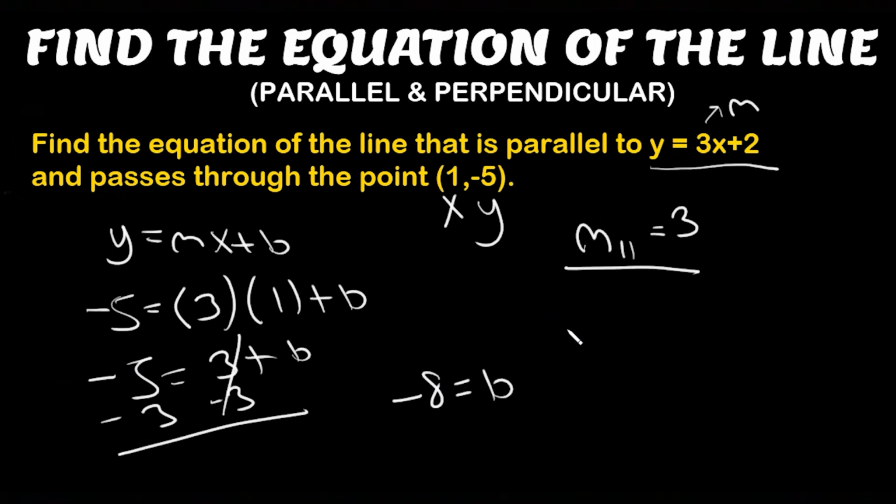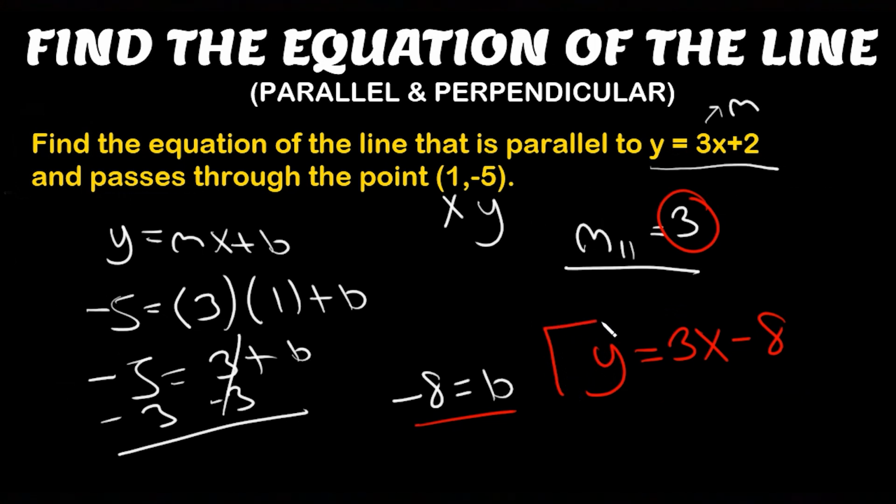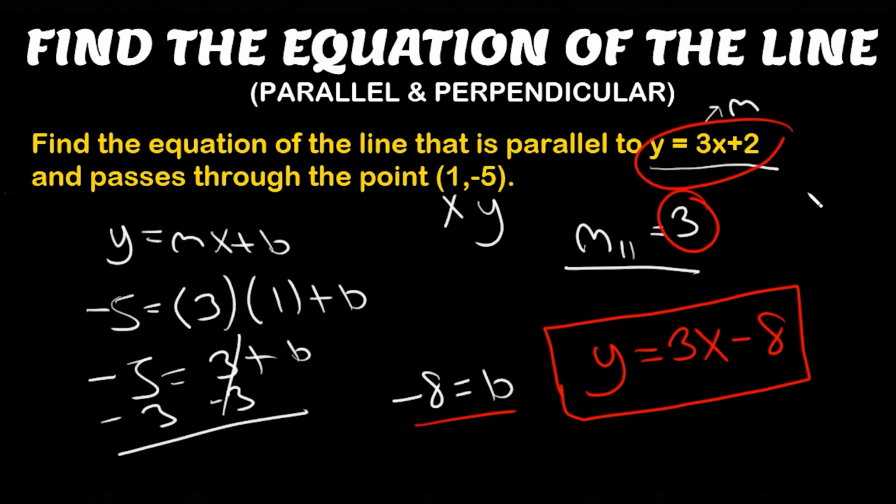So my final answer will be the following. I'll have y equals my slope, I want to use this one right here, okay? 3x, and then my b, which is right here, minus 8. So this equation right here that we're boxing in is going to be parallel to this equation right here, okay? All right, let's try another example.